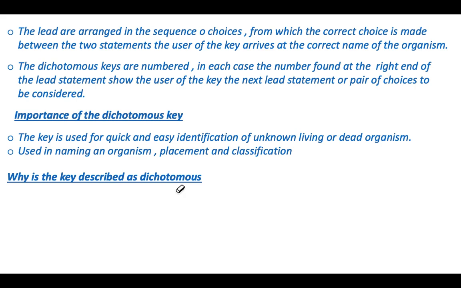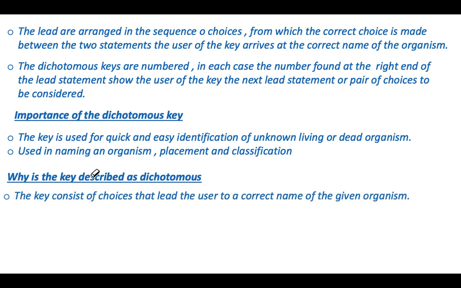So the key is described as dichotomous. The key consists of choices that lead the user to a correct name of the given organism. That's why it's described as dichotomous. It is taken in 2-2, in which the read leads to the correct name of an organism. So this is one of the reasons why they call it the dichotomous key.